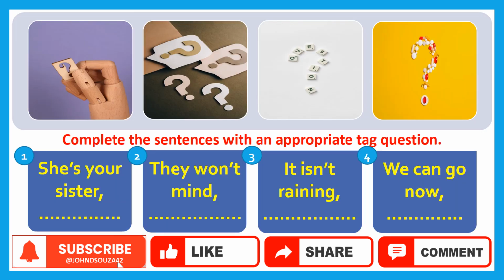Tag questions practice. First, isn't she? Second, will they? Third, is it? Fourth, can't we?